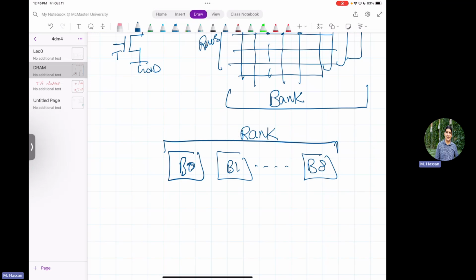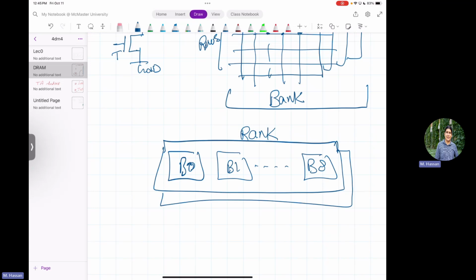Good. So we said a cell is just your single bit. You have a matrix of rows and columns of cells that gives you a bank. Multiple banks are combined together to give you a rank. And then in reality, multiple ranks together can be combined. So if you call this a rank, multiple ranks can be combined together to compose what we call a DRAM channel.